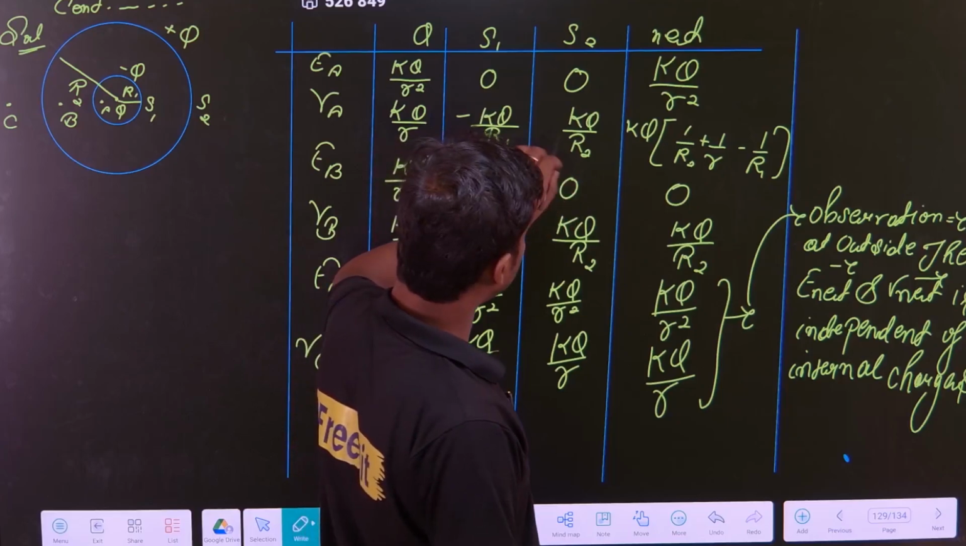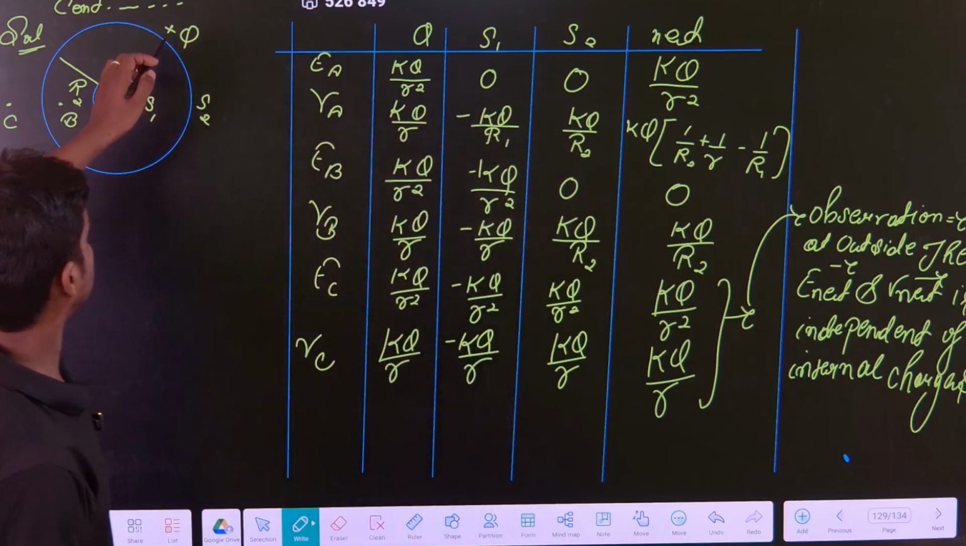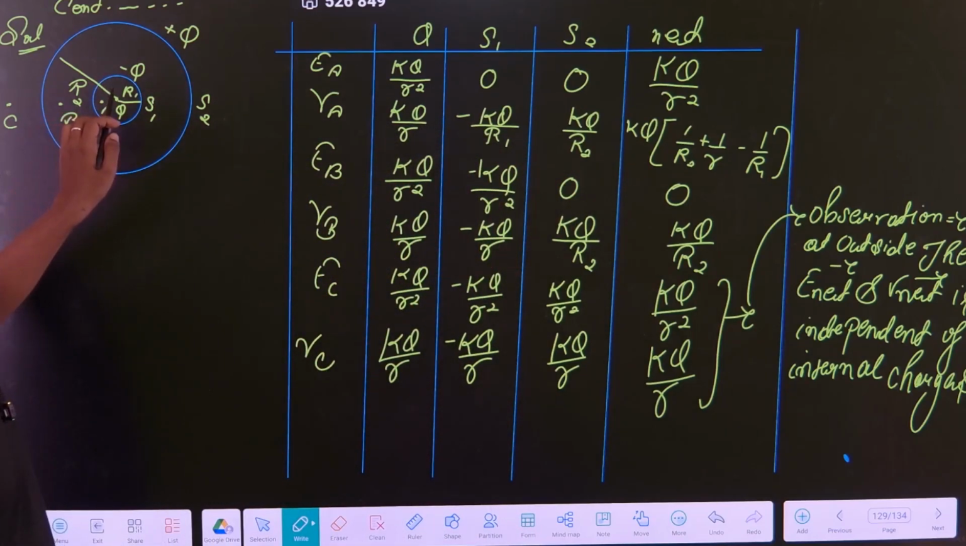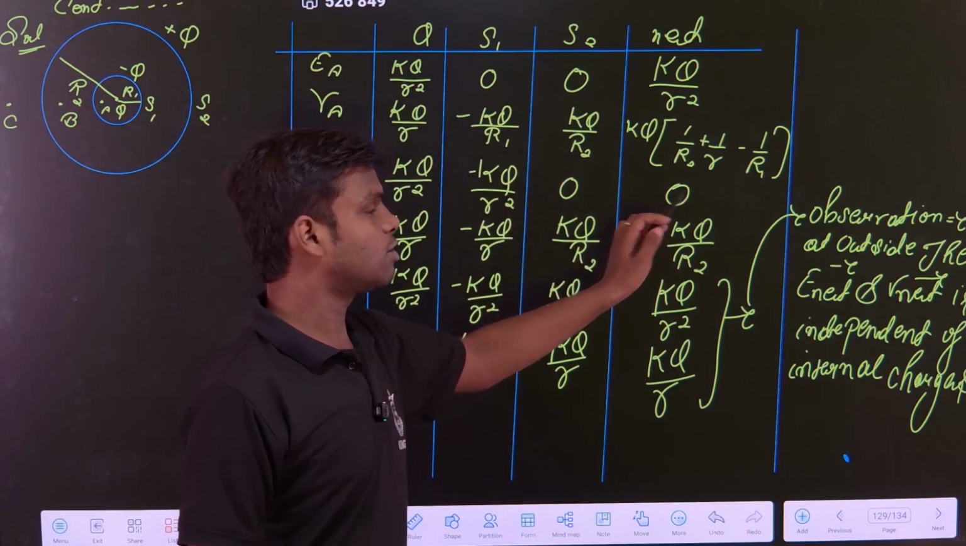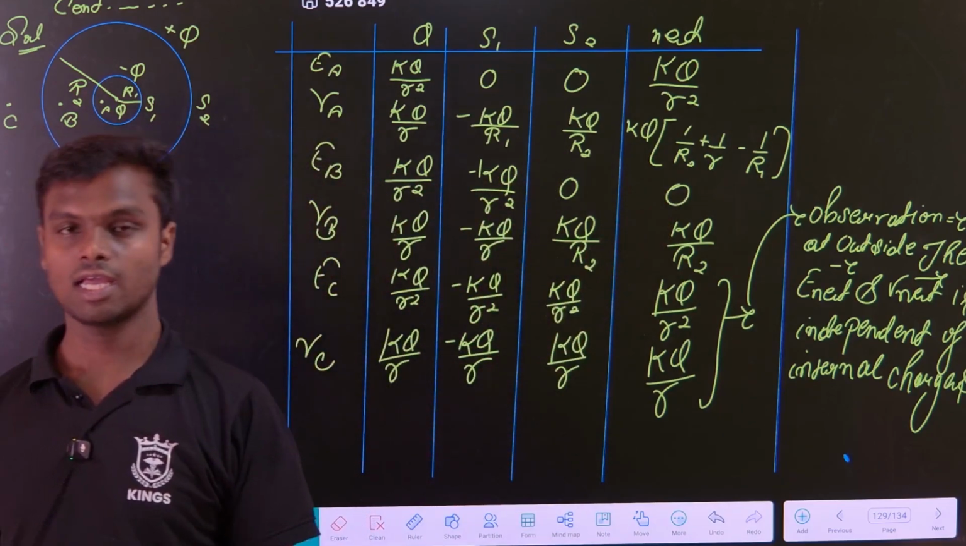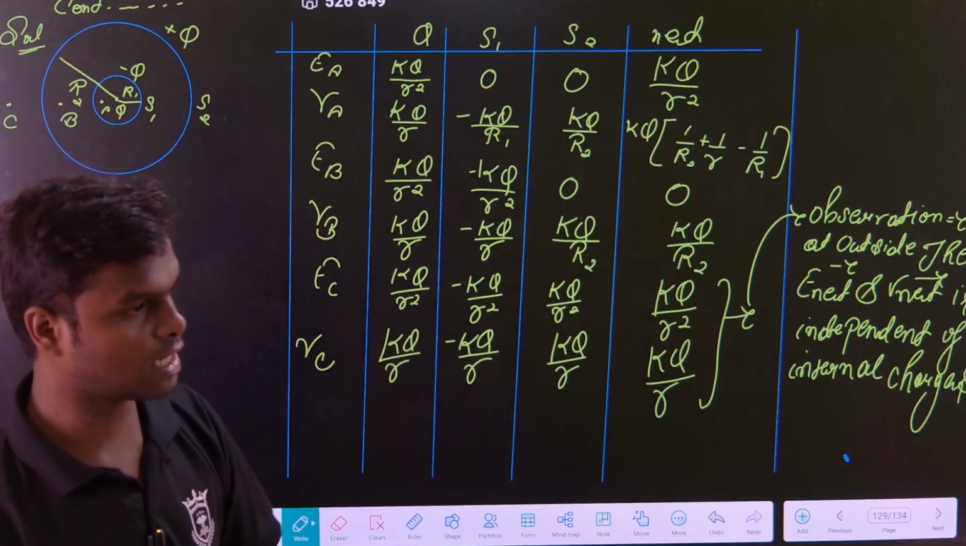But what is the electric field due to S2? Obviously, for S2 it is an internal point, so it has to be 0, so the electric field will become 0. So what is the total electric field? If you add, you are getting 0. That means whatever we have read and understood is totally correct.